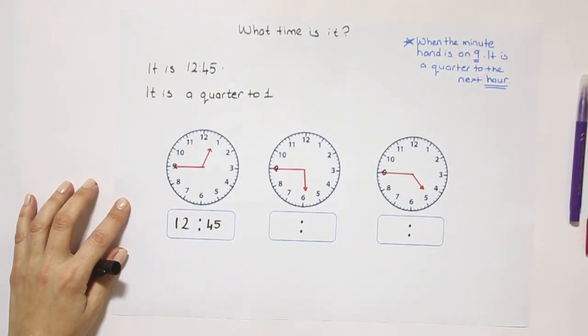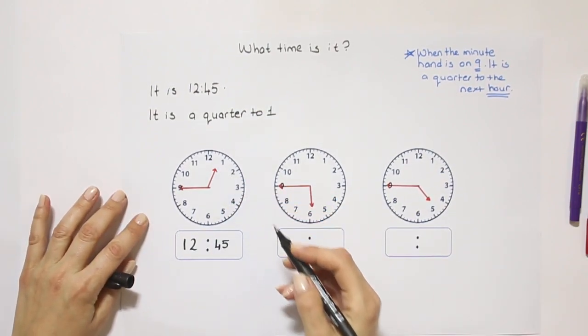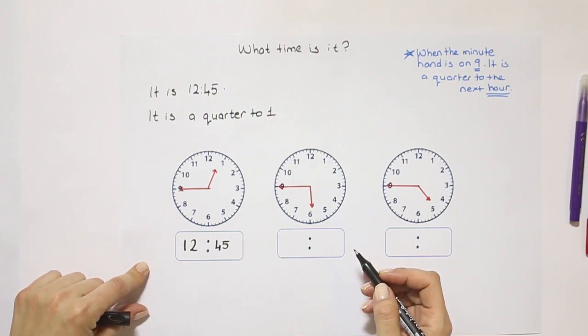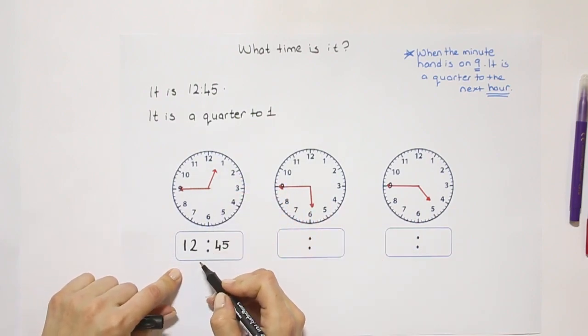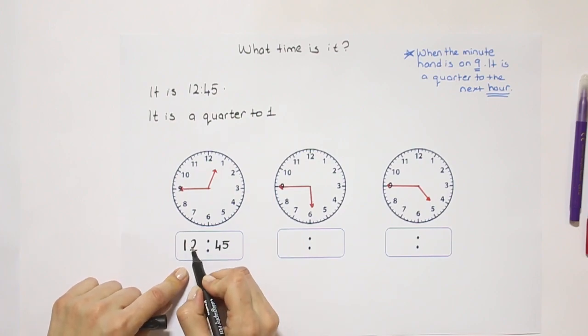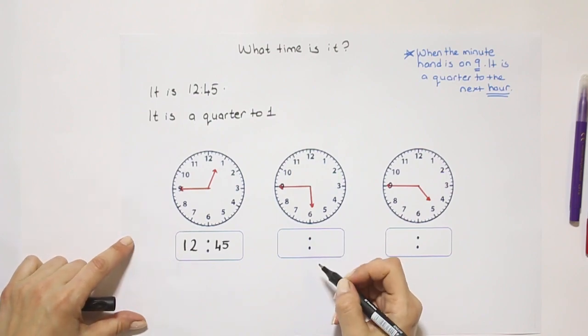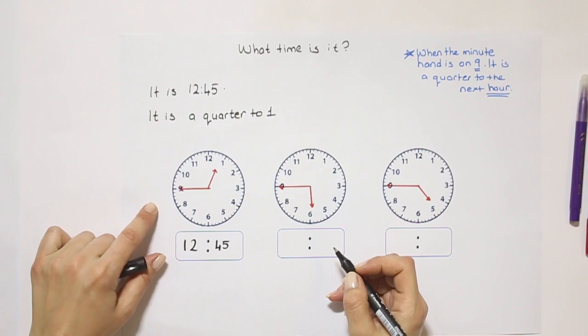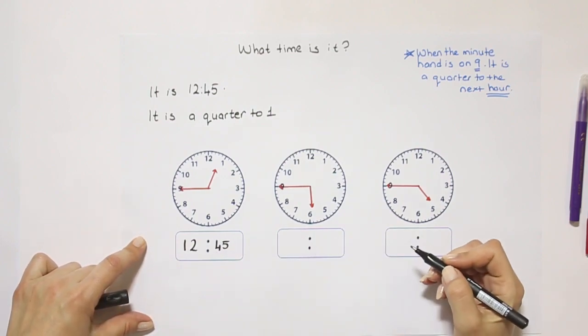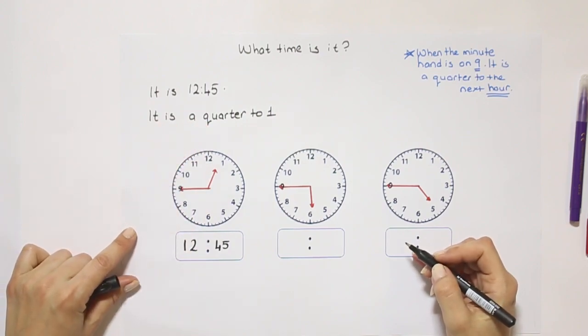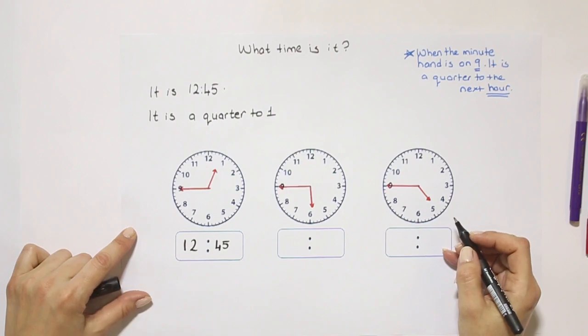Let's look. So here the hour hand is between 12 and 1. It's not 1 o'clock yet. The hour is 12. So on the digital clock we write 12. The minute hand is pointing to 9. It shows us 45 minutes. What time is it? It is 12:45. We can also say it is 1:45.